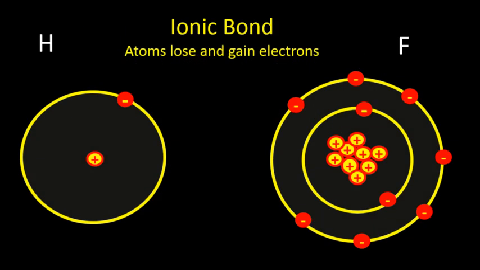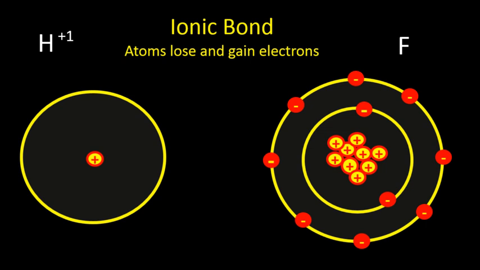Another way is an ionic bond. This occurs when atoms lose and gain electrons. On the left, we have a hydrogen. On the right, we have a fluorine. Fluorine has 7 in its outer shell, and it's looking for that 1 extra electron. So hydrogen is going to give up its electron, and fluorine will take it. So now fluorine has its full outer shell, and hydrogen turns into a positive ion.